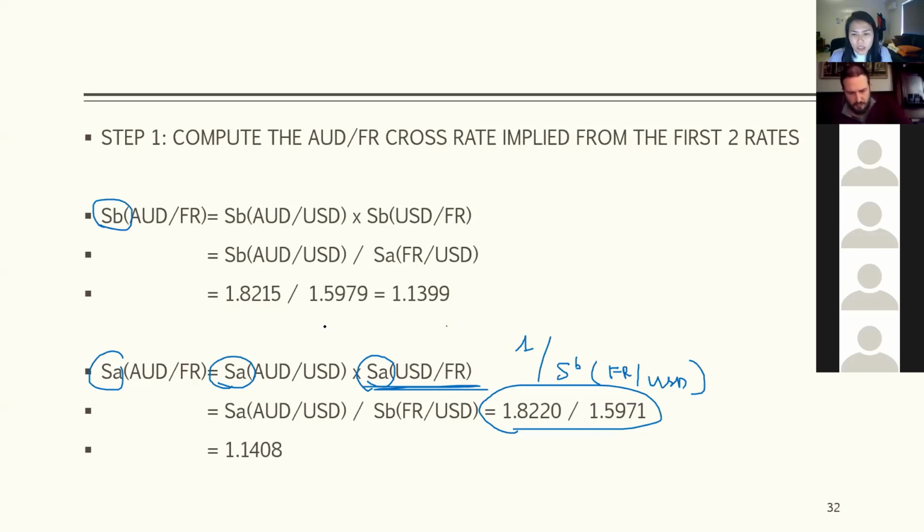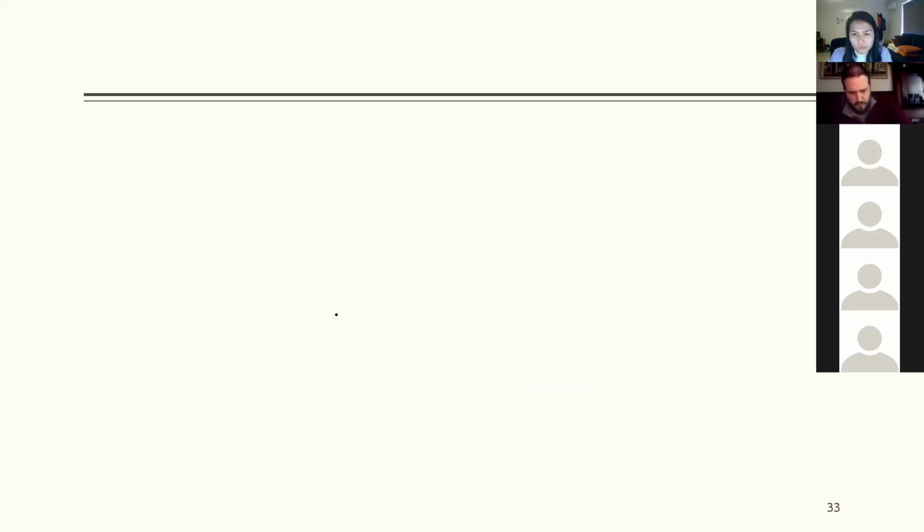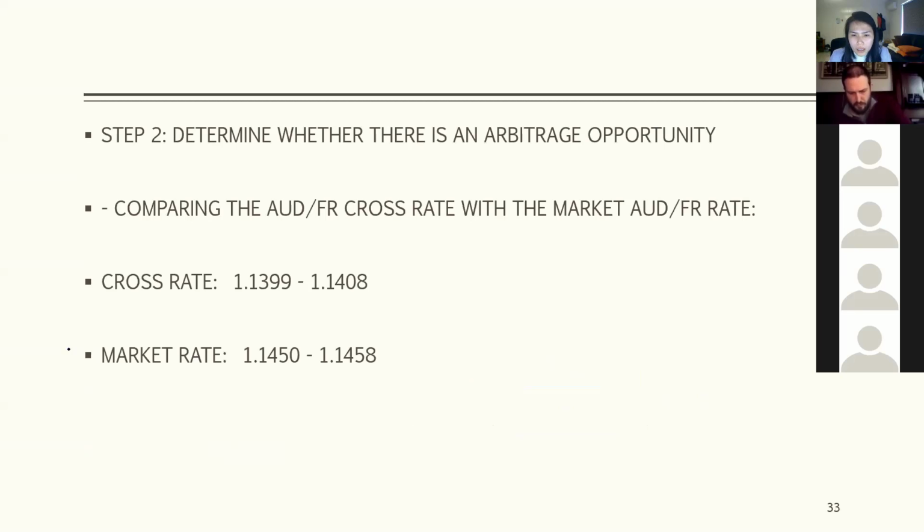Okay, so given that we have computed the cross rate for the Australian over franc, and this is what we observe from the market from the third bank, as a trader, do you think there is an arbitrage opportunity? Is there a chance we can buy low and sell high in the franc? Yes. And what do you want to do?